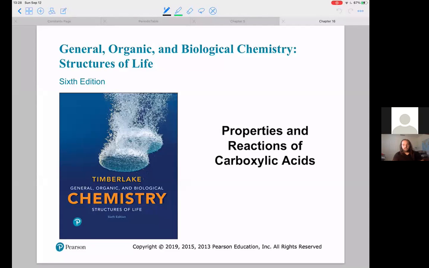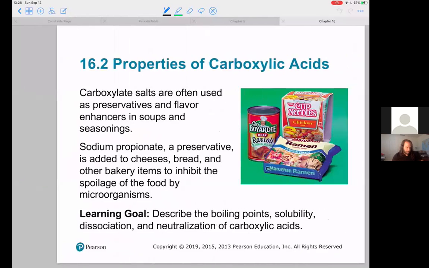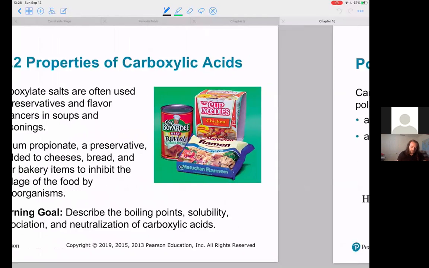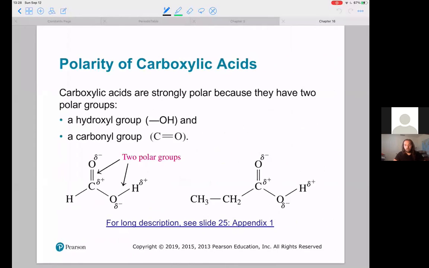All right, so now we're going to discuss the properties and reactions of carboxylic acids. Much like we were talking about how those alpha hydroxy acids are naturally occurring, we also see carboxylate salts, and we'll talk a little more about what that is in a second. They're found as preservatives in a whole host of foods. So basically, carboxylic acids are everywhere.